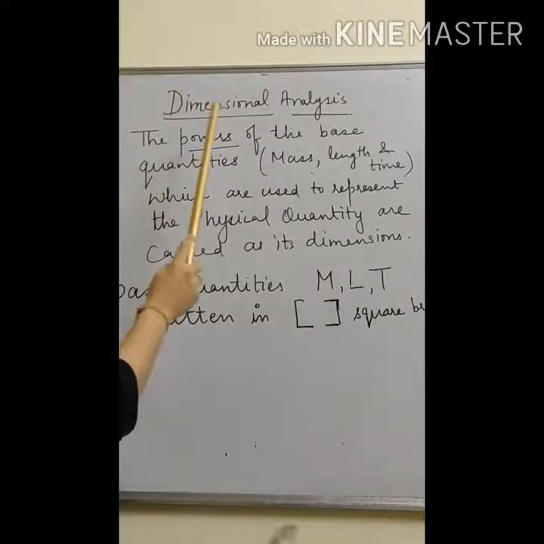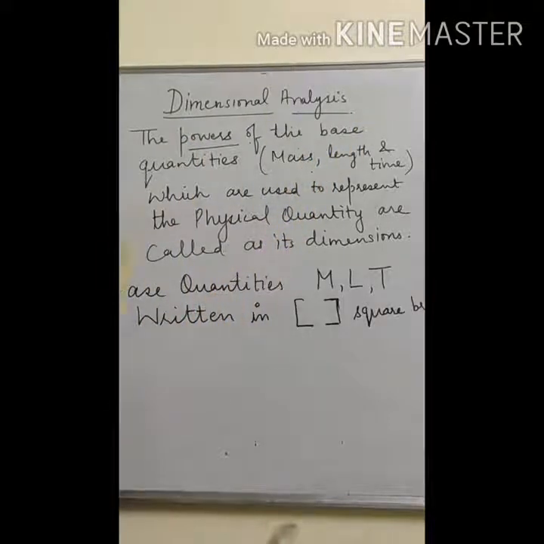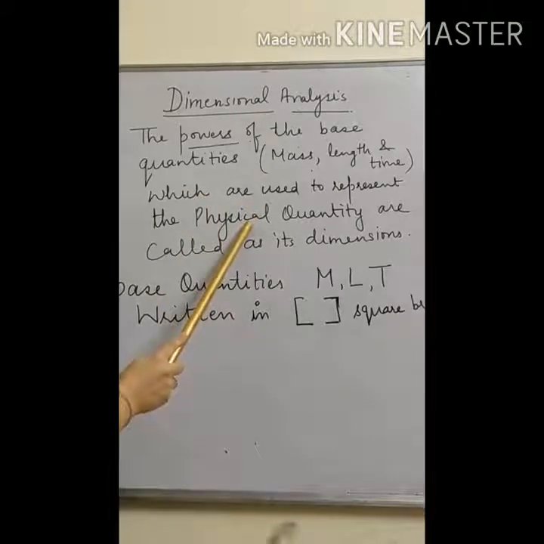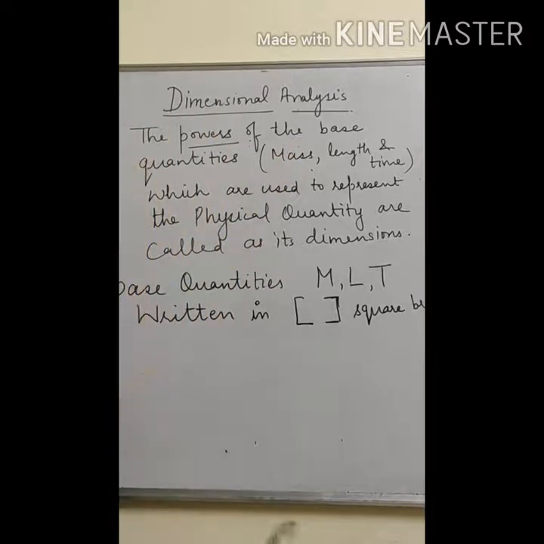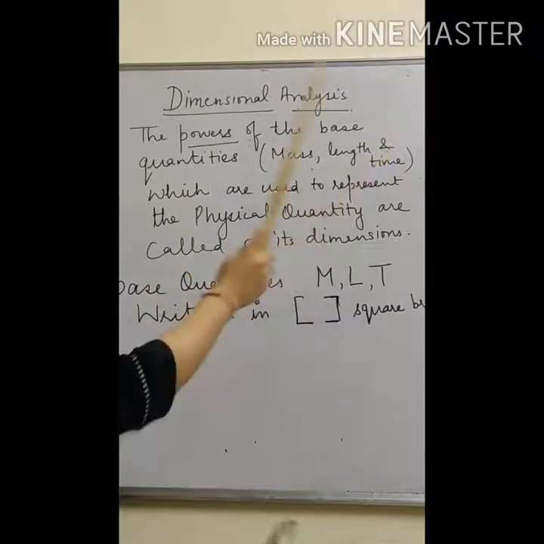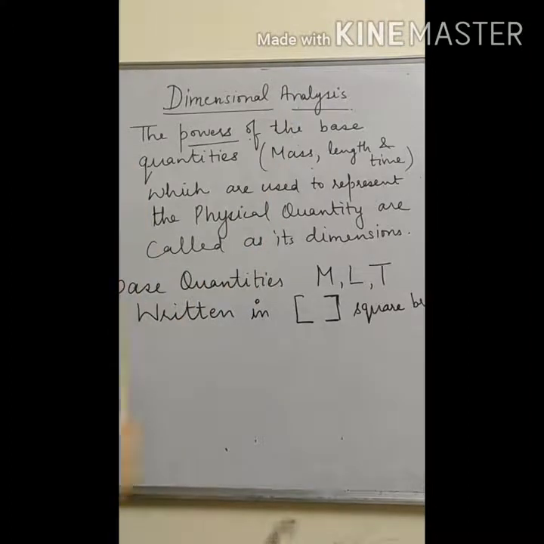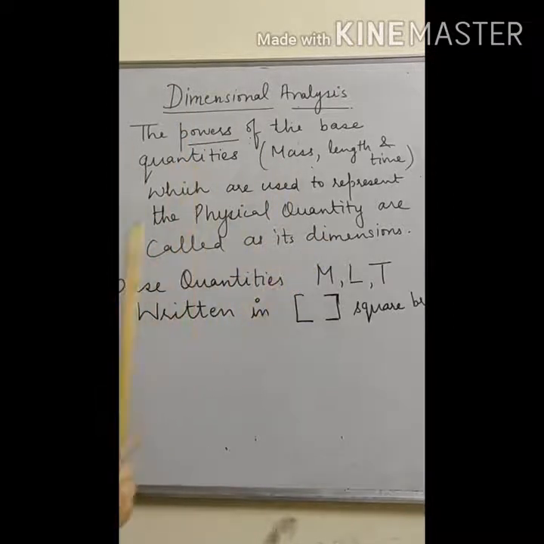According to the definition, the powers of the base quantities, mass, length and time, which are used to represent the physical quantity, meaning the derived quantities, which are derived from the base quantities. Base quantities, we have studied 7 base quantities. These 3 we will be discussing regularly. The mass, length and time are called its dimensions. Powers are called dimensions. And the study of this whole is called dimensional analysis.